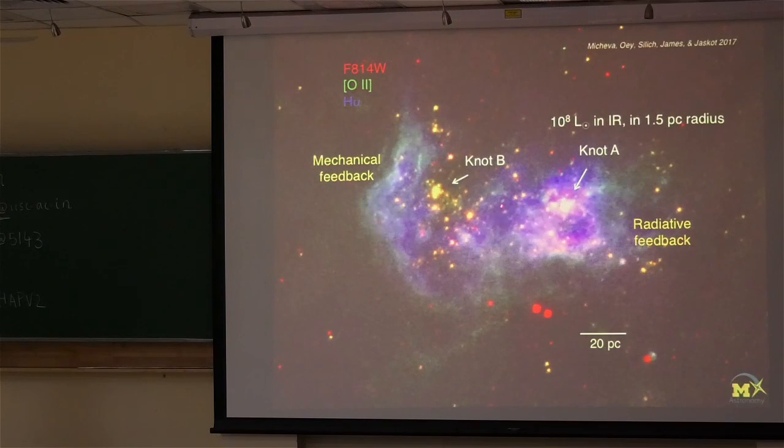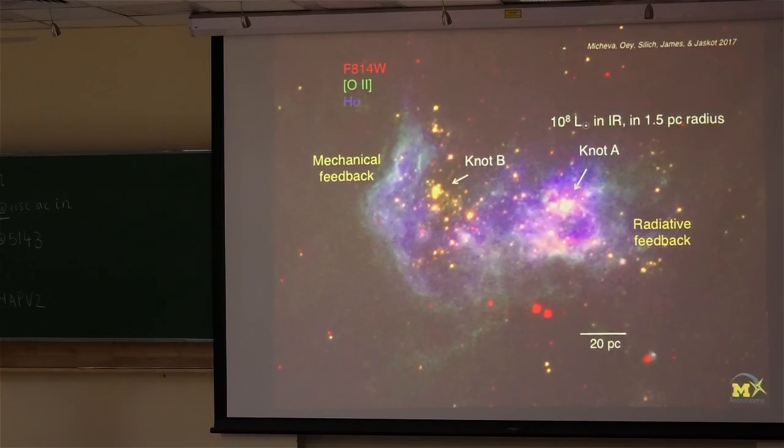B is 10 times less massive and luminous than A, but we think that the mechanical feedback that we're seeing from the X-ray emission and so forth looks like it's associated with B. This is clearly evacuated. You can see the shell walls are nice and smooth as though they've been pushed apart by pressure from a hot superbubble. So we suspect that this is the source of the mechanical feedback.